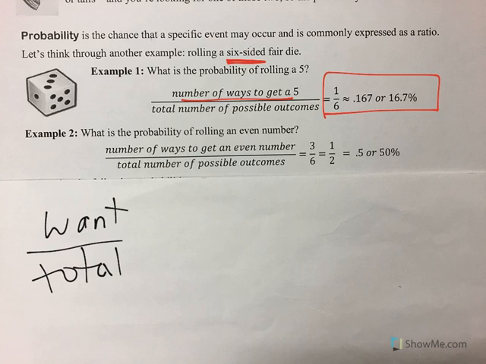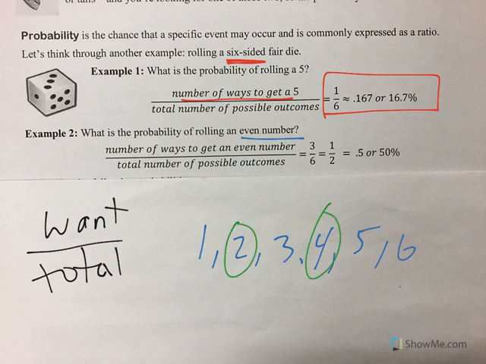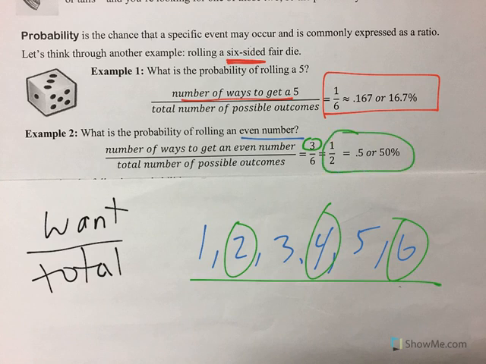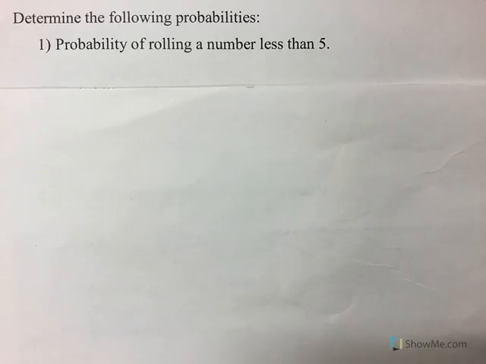Okay, number 2, roll an even number. Well, think about a die. You have 1, 2, 3, 4, 5, 6 as your options. Even, even, even. So you have 3 possible even numbers out of 6 total possibilities, which would reduce to a half, or 0.5, or 50%.